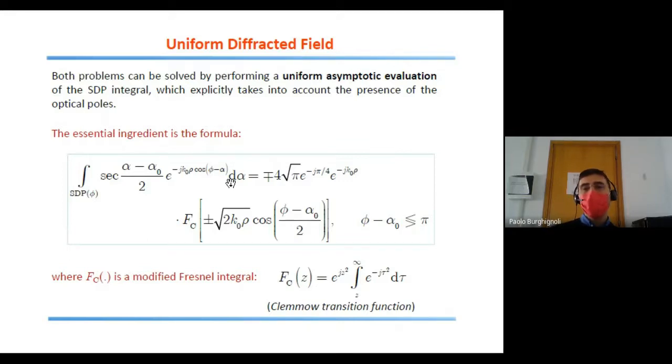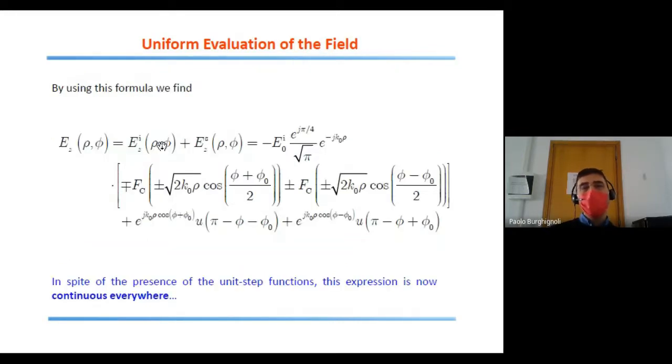Okay, thanks to this expression, we can now write the entire field by summing the incident and scattered field as in this expression, where you can see the difference between the two secant functions inside the integral has now become the difference between two functions with diffraction. So the discontinuous residue contributions that contain the unit step functions, okay, the one associated with the reflected wave first, and the one associated with the incident wave.